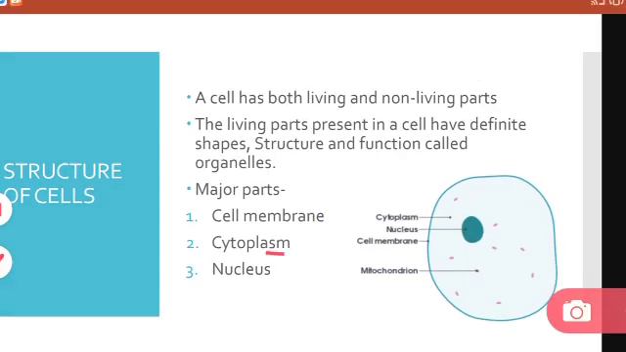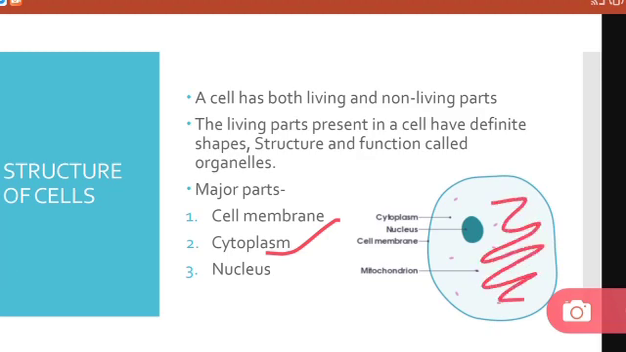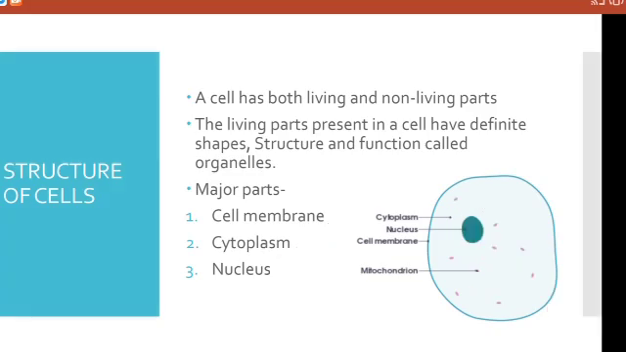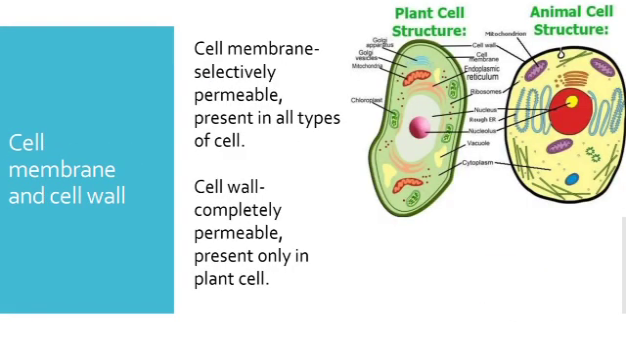Okay. Cytoplasm. Cytoplasm is the fluid-like substance which is present inside the cell. And then comes nucleus. Nucleus is present right at the center of the cell. Nucleus carries genetic material, means the material which is passed on from parents to the child. Okay. Then coming to the next part, that is cell membrane and cell wall.